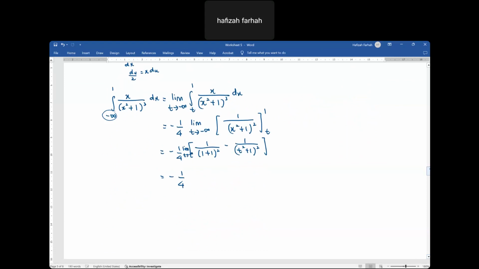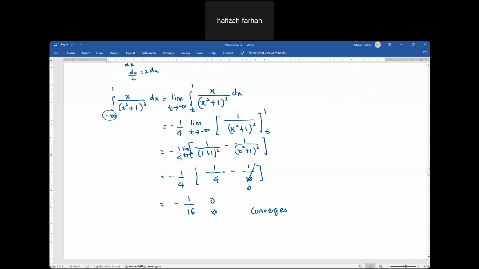Now 1 over 1 plus 1 is 2, 1 over 4 minus 1 over infinity. 1 over infinity is 0. So your answer is -1 over 16. So -1 over 16, converge or diverge? Yes, converge. Okay, let's say the final answer is 0.